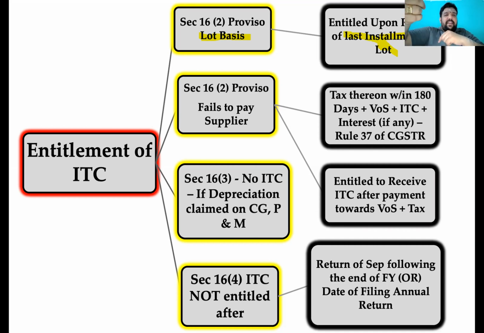Look from the other side, the recipient's side. Only at the time of the last installment am I eligible, because only on the last installment will the invoice come. See how a supplier has to deal with lots, rule 55. How a recipient is eligible to claim credit, section 16(2) first proviso. Hope you are able to understand the difference. Sir, I want to know from the supplier's angle. My client is supplying 5 lakh rupees worth of boiler. He will supply the goods in 3 installments. How does he have to bill?